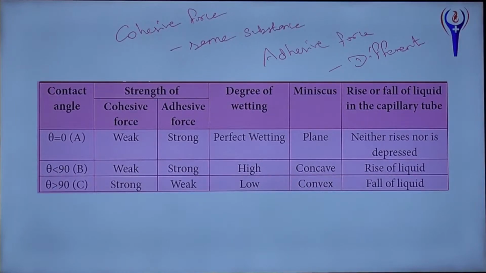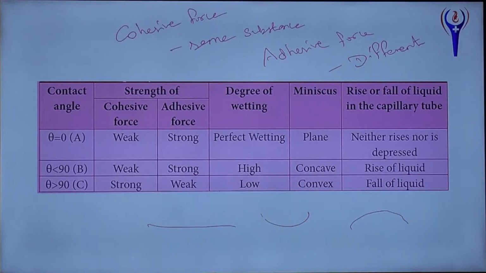And angle of contact: if theta equals 0, the strength of the cohesive force is weak and the adhesive force is strong. The degree of wetting is perfect wetting. And the meniscus is plane, no concave, no convex. This is concave, this will be a convex meniscus, and this will be a plane meniscus. So there is no rise or no fall.